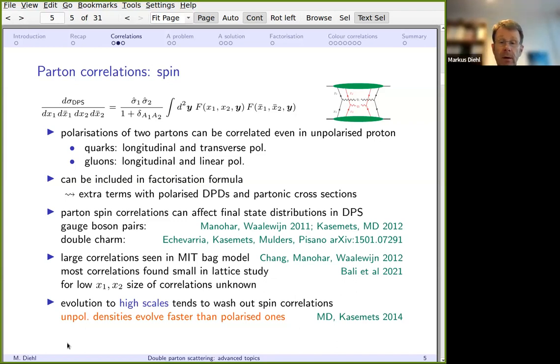And that means the correlations, which are basically the polarized compared with the unpolarized distributions, become small if you go to larger scales. And that we could see also quantitatively. So you would need very large initial scale correlations to still see effects once you go to the scales of the measurements. But that was taken into account in these studies, so they're not invalidated by that. It just means it's hard to detect such spin correlations if your measurement is taking place at a very high scale.